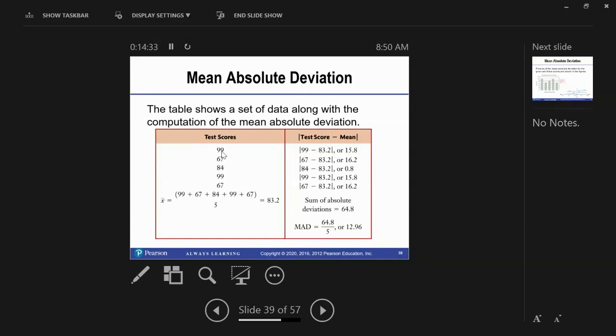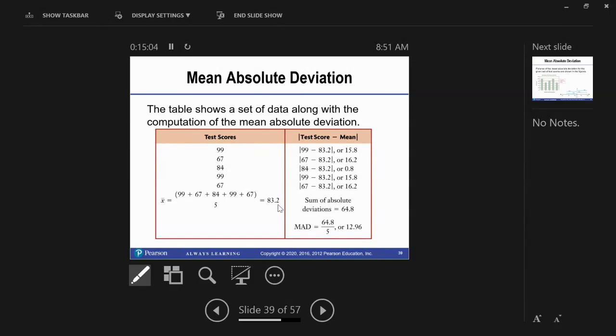Okay, so we have test scores of 99, 67, 84, 99, and 67. So we have 5 test scores here. If we need to find the mean of those test scores, we're going to add those 5 scores up and divide by 5. My division bar is gone there. I don't really know what happened, but pretend there's a division bar there. That would give us an average of 83.2.